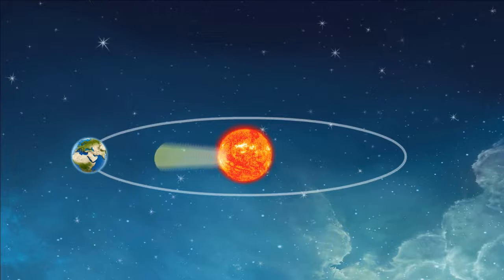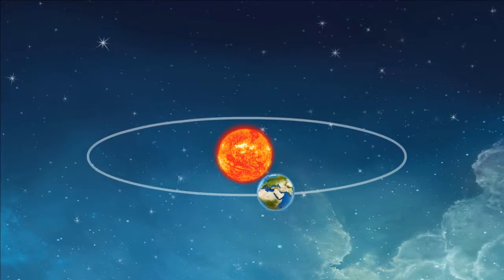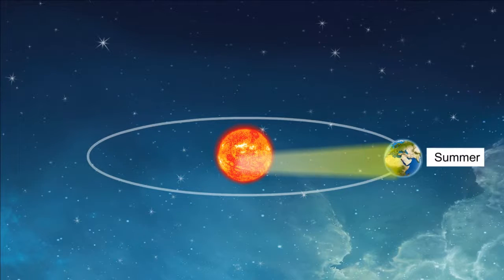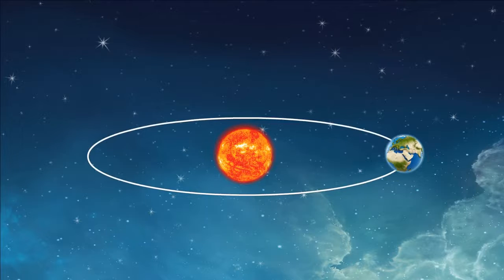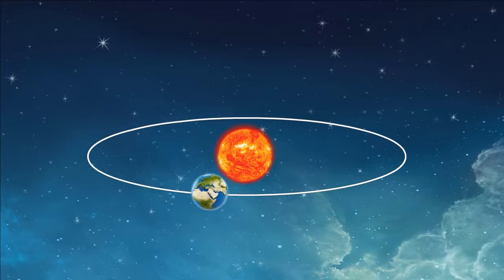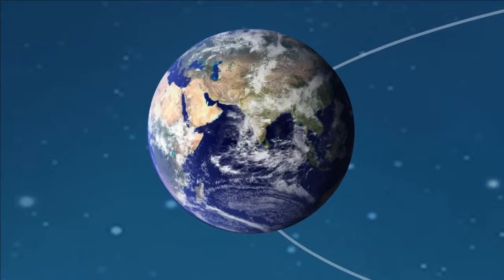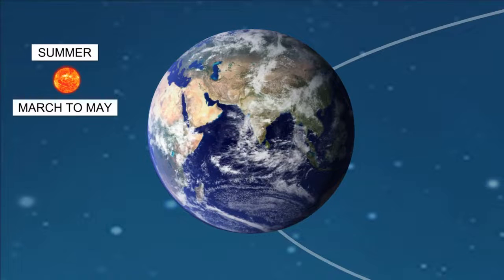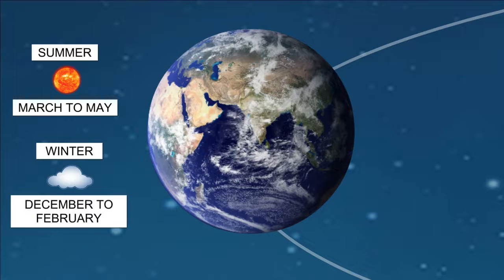On the other hand, there is winter in the Southern Hemisphere in the month of June and there is summer in the month of December. When the two poles are at an equal distance away from the Sun, there are spring and autumn seasons. During these seasons, it is neither hot nor cold. India lies in the Northern Hemisphere. There is summer season in India in the months of March to May and winter in the months of December to February.